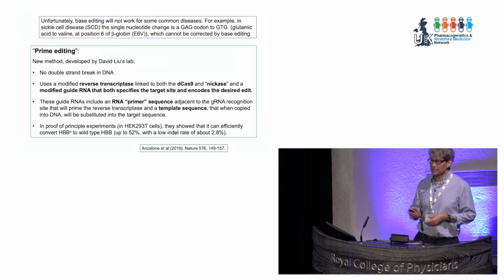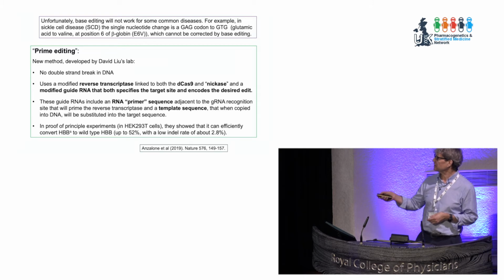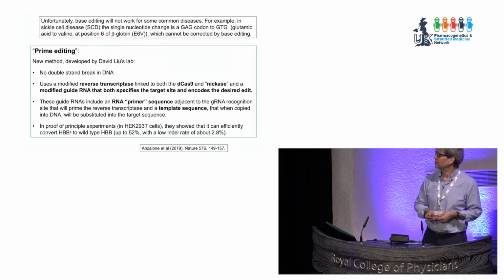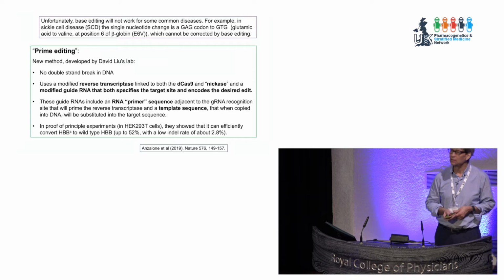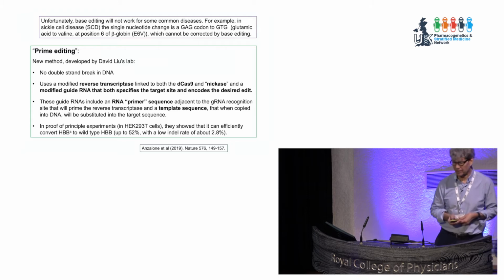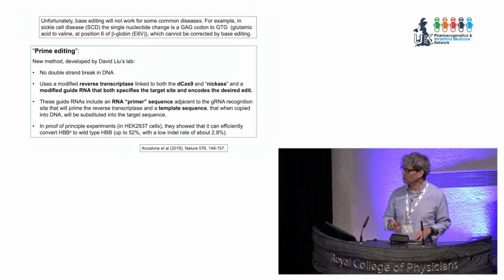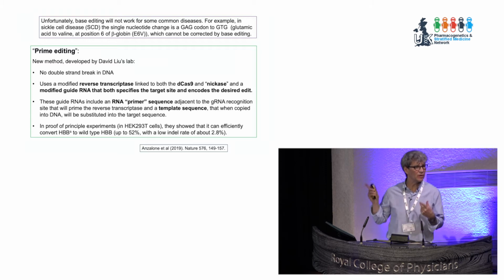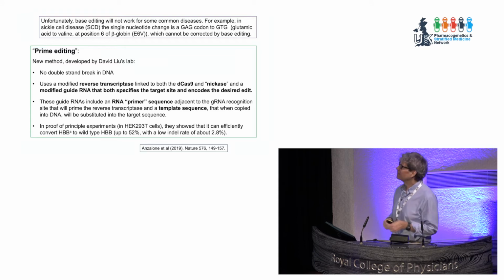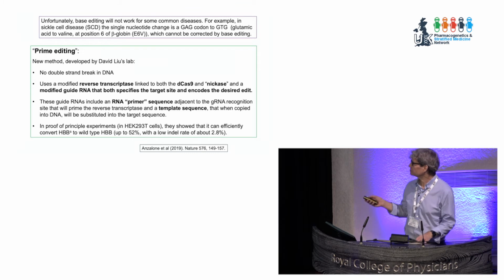So in proof of principle experiments, in completely the wrong cell type, they showed that it can efficiently convert the sickle cell mutation to wild type up to about 50%, so it really can be really efficient. Now, there's still really only this one paper published. We need to know a lot more about this method. Having reverse transcriptase active in the cell might have other consequences, so we have to have a lot more work done to see whether this could be safe to use.